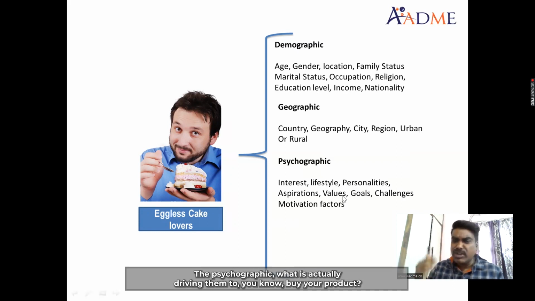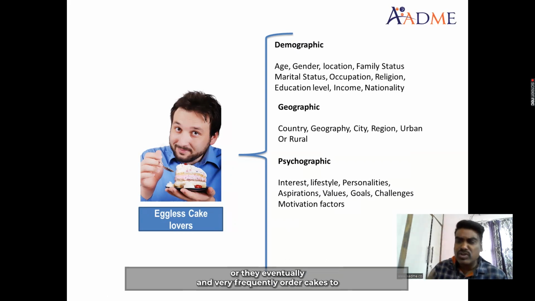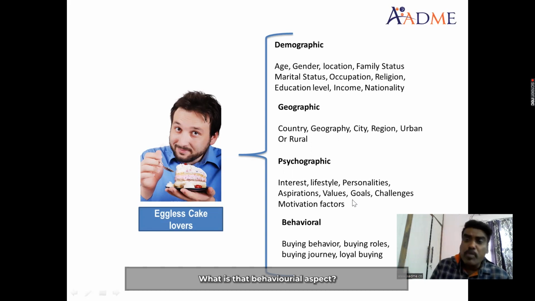Their psychographic feature: what is actually driving them to buy your product. Are they going to buy the product just to celebrate their official functions, or do they very frequently order cakes to celebrate small family functions? What exactly is the challenge right now to avail an eggless cake in the market? What exactly are their motivation factors? What is their behavioral aspect?